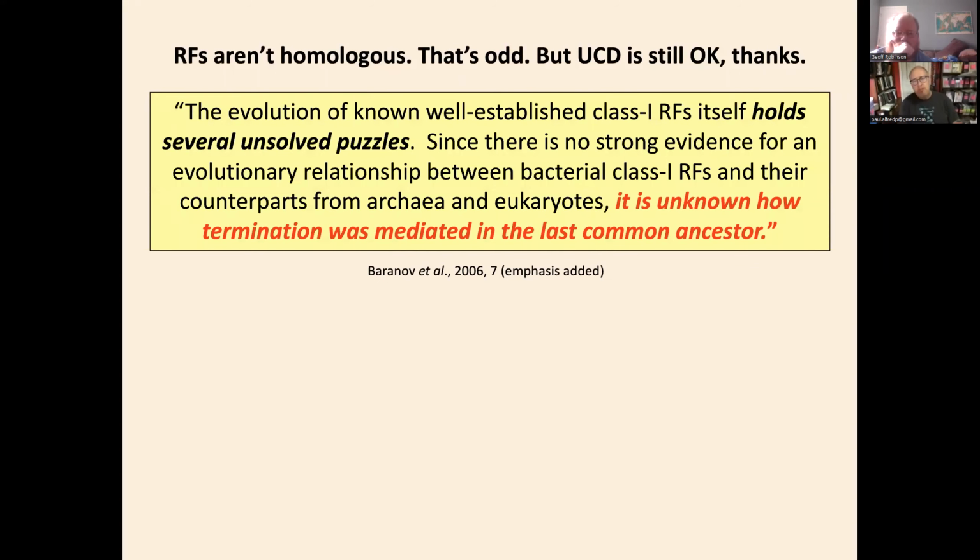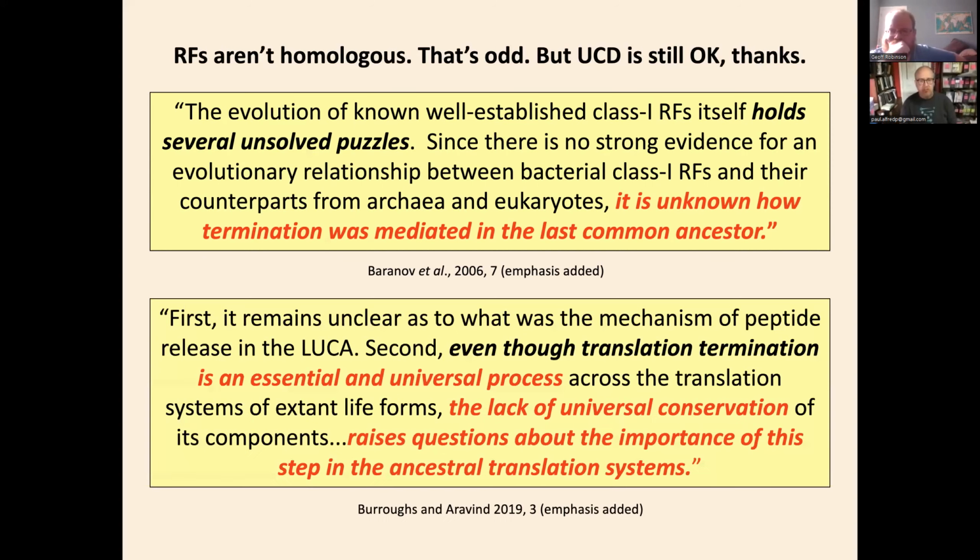So if you go into the literature around the time that this was discovered and then people began thinking about it and publishing on it, you would see comments like this. The evolution of well-established release factors holds several unsolved puzzles. There's no strong evidence for an evolutionary relationship between bacterial release factors and their counterparts from archaea and eukaryotes. Ergo, it is unknown how termination was mediated, how that essential role was fulfilled in the last common ancestor.